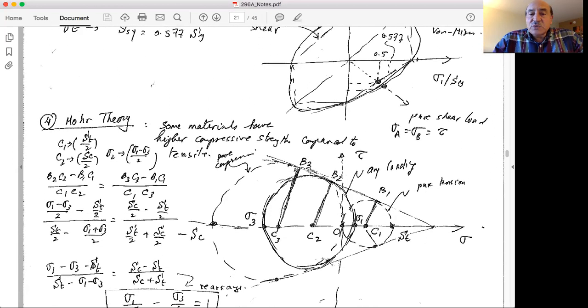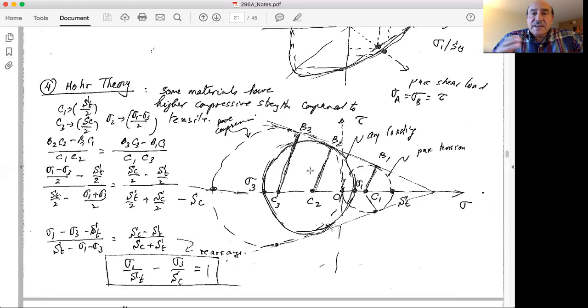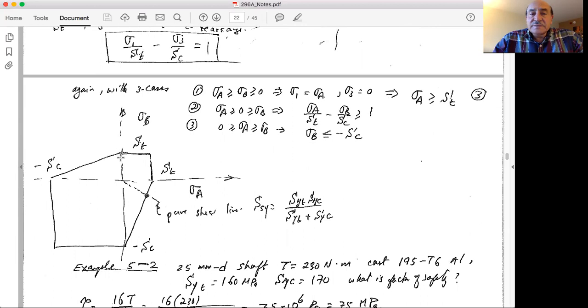And then we moved on to Mohr theory, and in Mohr theory, we just accounted for the difference between tension and compression and extended the Tresca hexagon to become, as you can see here, four quadrants, where the tension has a small box. Usually the stress that is required to yield the material under tension is S sub T, which is smaller than S sub C. S sub C is the stress that is required to yield the material under compression.